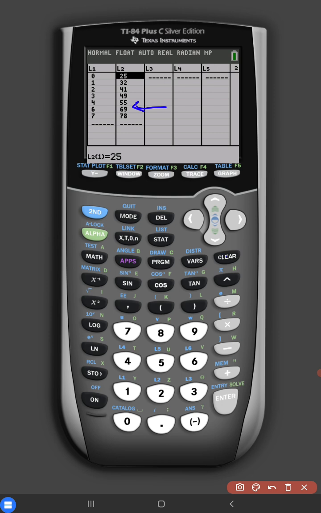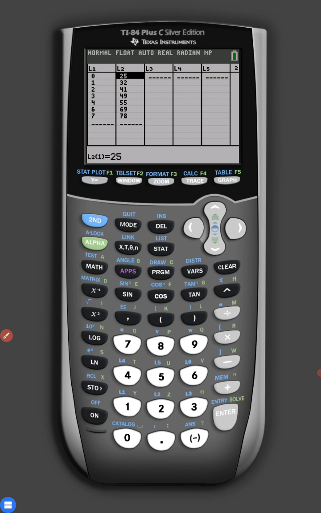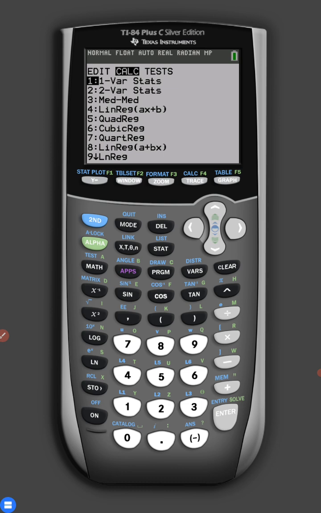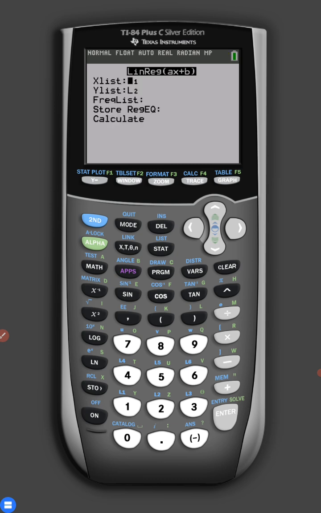Okay? So once you have your data in, what you're going to do is you're going to click stat again, just like last time, and you're going to go over to calc, again, just like last time, but this time we are doing something different. We are going to scroll down to number 4. LinReg stands for linear regression. Okay, so regression means line of best fit, but what it does is if you think that you have a linear relationship, it will spit out both the line of best fit and any correlation that may be present for you. So I'm going to press enter.